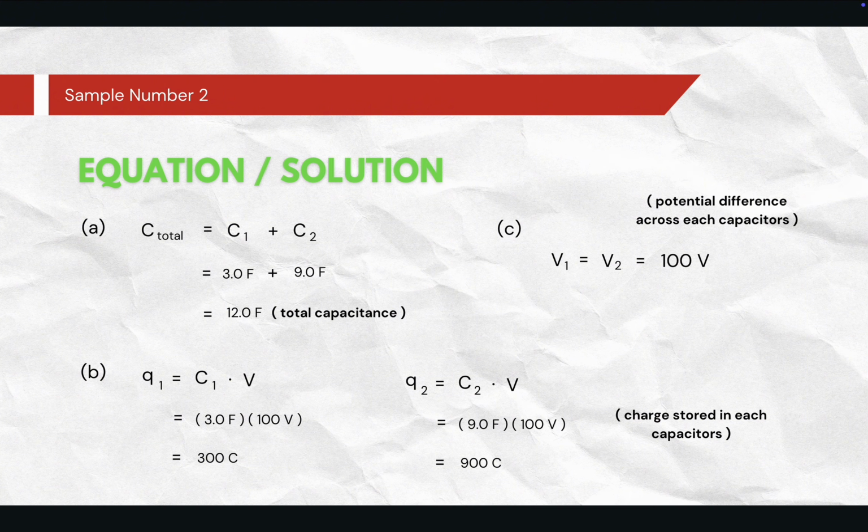Next is yung charge stored in each capacitor. So, yung capacitor number 1, times natin dun sa given na volt. So, 3.0 F times 100 volts is equal to 300 C. Yung second capacitor naman, times natin dun sa given na volt is 900 C. So, yung potential difference across each capacitor ng parallel is ganito lang. V sub 1 is equal to V sub 2 is equal to 100 volts.